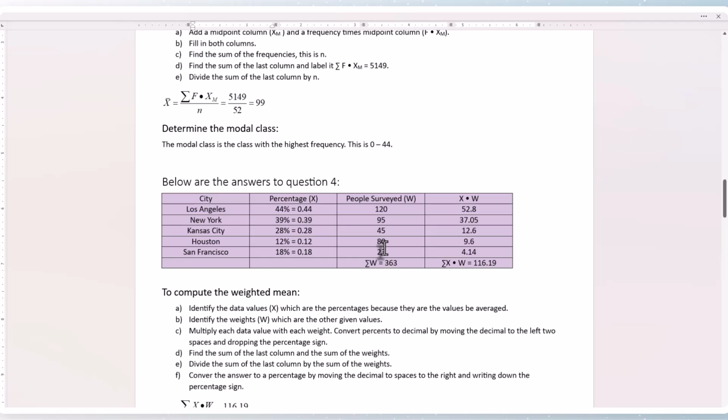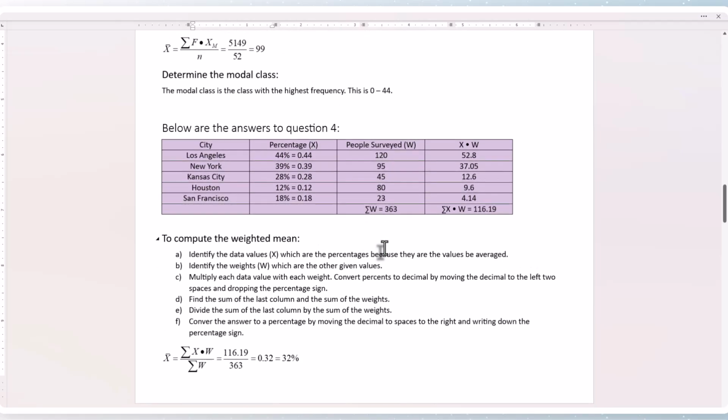In our next example, we have to calculate the weighted mean percentage. So our average should be a percentage. The weights will be the people surveyed. We convert all percents to decimals. So 44%, just divide by 100 and drop the percent sign to get 0.44. Repeat that for all the other percents.